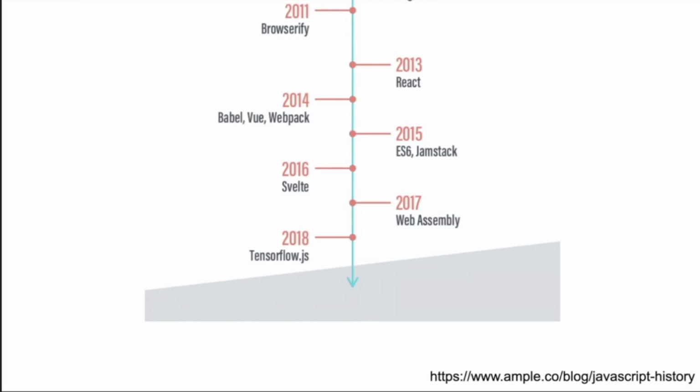And in 2015, ES6 came. So ECMAScript 6, version 6, came. And that's what is currently out there and the proper one that's being implemented everywhere. And also the concept of Jamstack came. So Jamstack is basically JavaScript, API, markup. So J for JavaScript, A for API, M for markup.